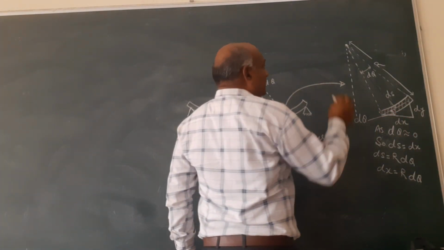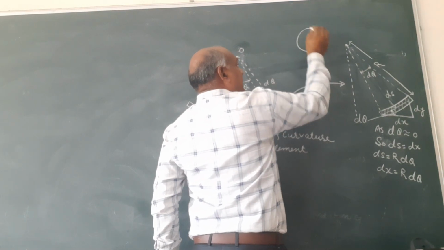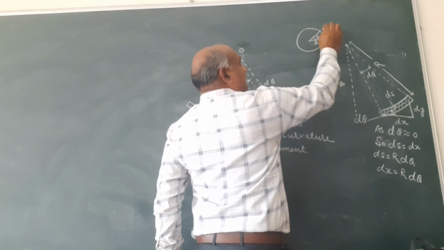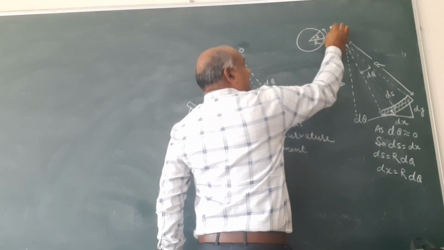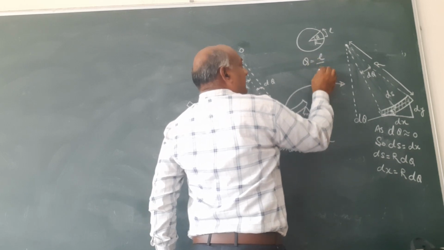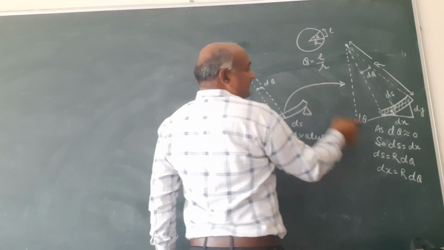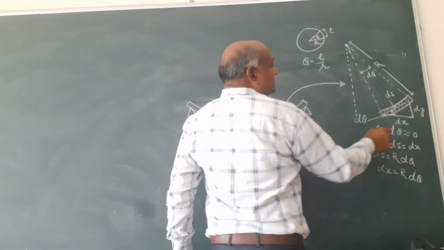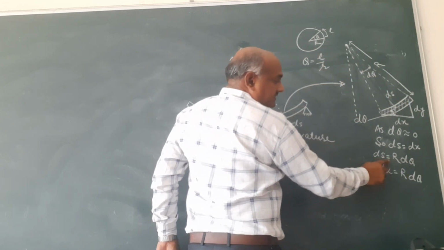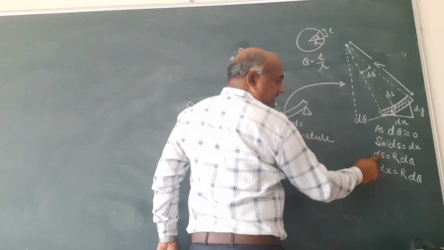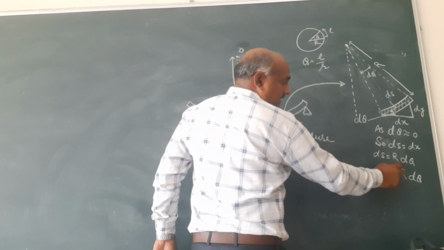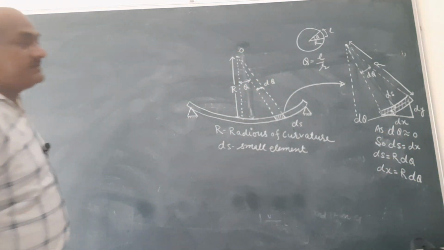But as we know, in a circle with radius r, angle theta and arc length L, theta is equal to L by r. Similarly, ds is equal to r into d theta. But ds is equal to dx, so dx is equal to r d theta. So this is about the diagram.